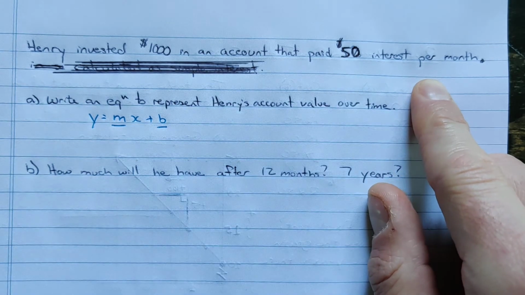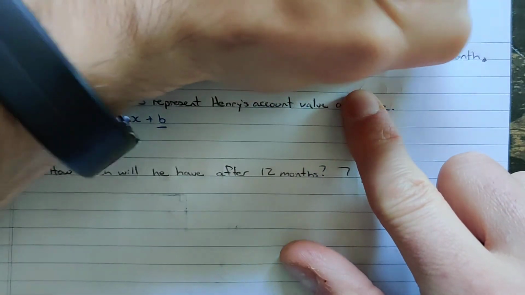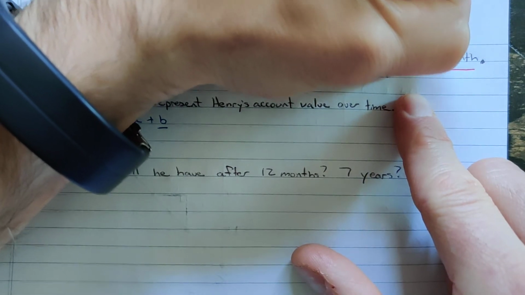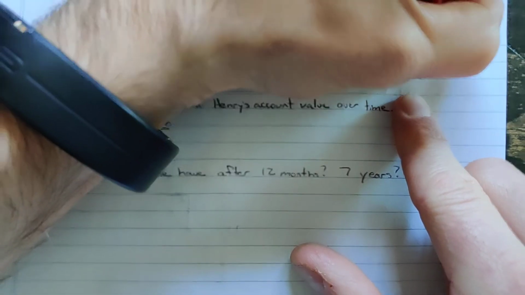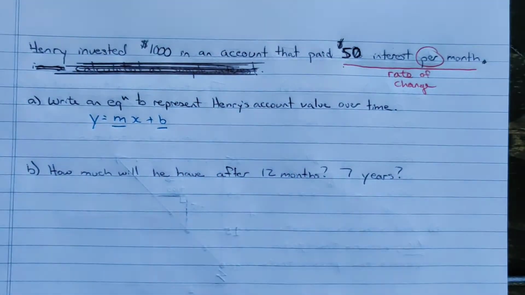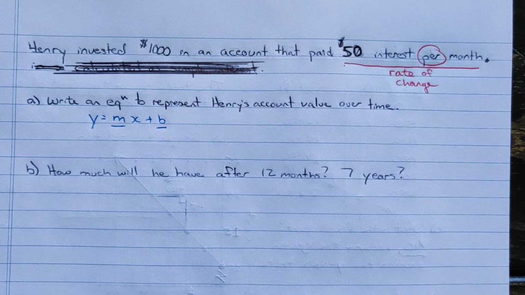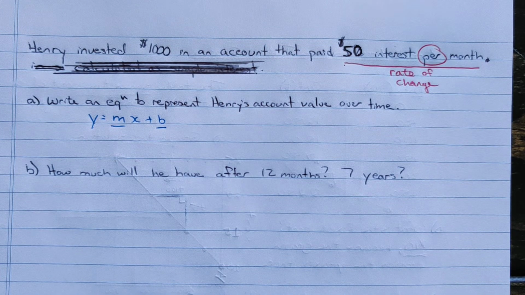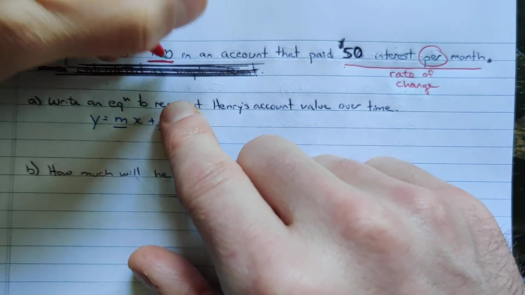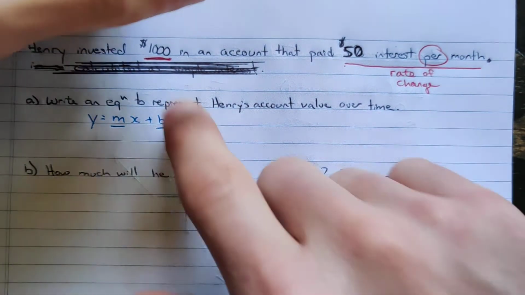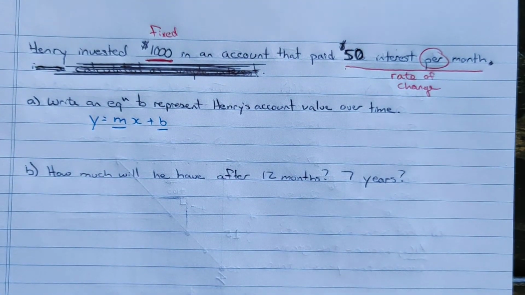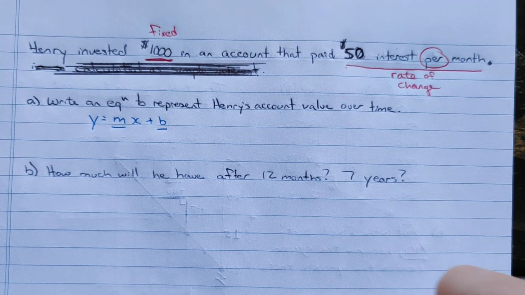So that should give us an idea that this part is not the fixed cost, but the rate of change. And the key word there should be that per. That per should tell us, okay, every month he's getting that. That's a rate. So he's getting $50 per month. Thus, that $1,000 that he first put in, his starting point, this is fixed. Doesn't change. What he started with is always what he started with. You can't start with a new value.